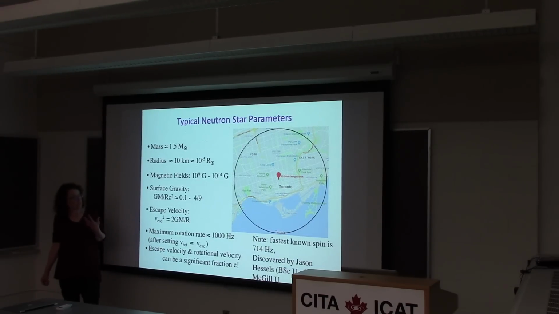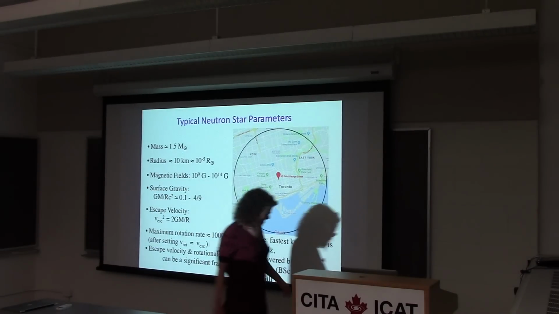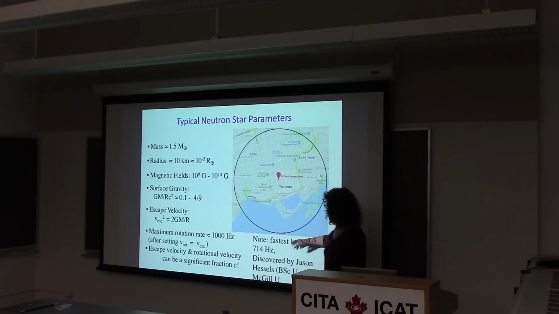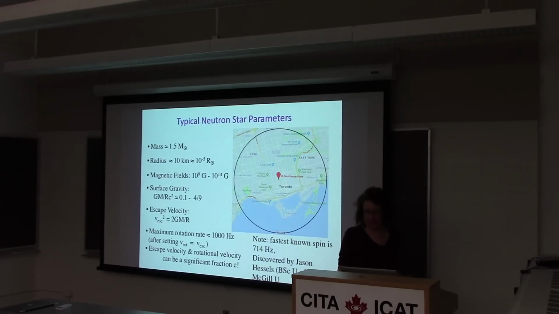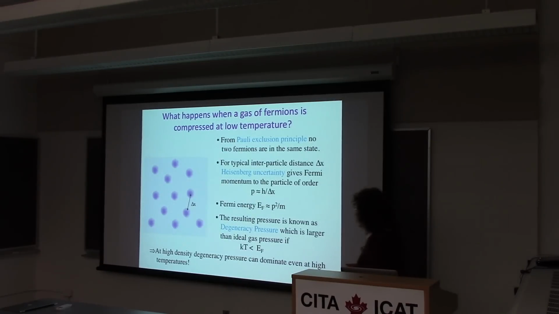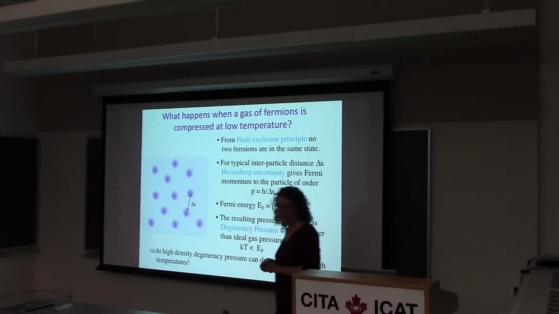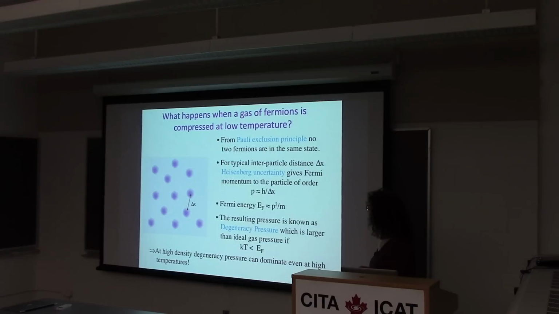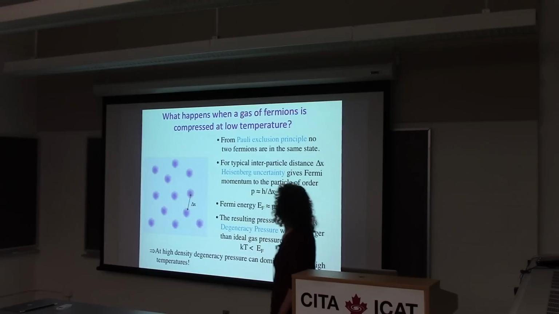And just for some Canadian content, since that's important here, I'll comment that the fastest known neutron star, 714 hertz, was discovered by Jason Hessels, who was an undergraduate student at the University of Alberta, where I studied. I turned him over to the dark side. I'm very proud of that. Anyways, although he found that with Vicky Kaspi at McGill.